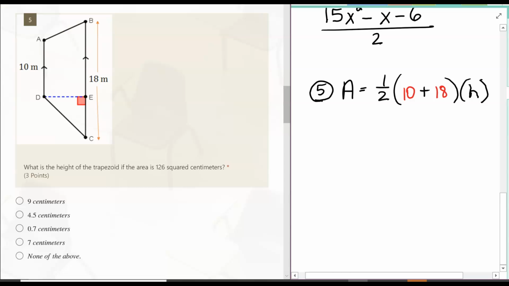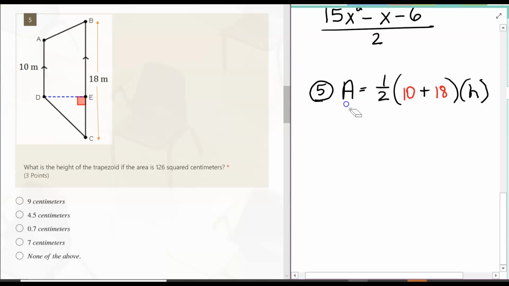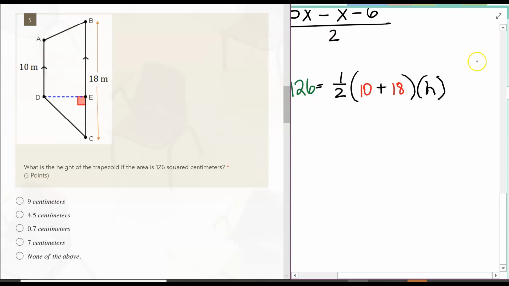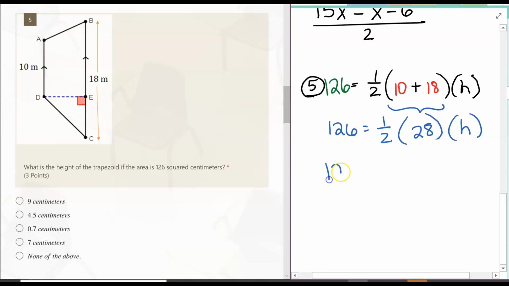The height is what we're looking for. It's going to be, in this case, segment DE. That's the measure between the two bases. And they also give us the area, so we can basically substitute the A with 126. From here, I want to solve for H. So to solve for H, I start to simplify. I have 126 equals 1/2 times 28 times H, which means I have 126 equals 14 times H. And when I do 126 divided by 14 to get H alone, I have, what did I do wrong?